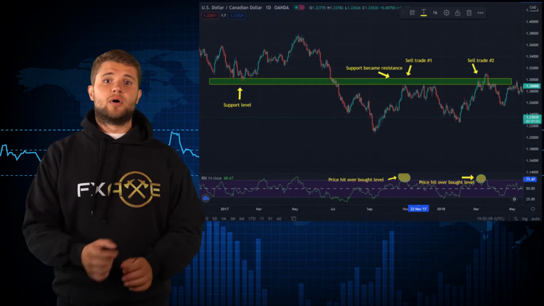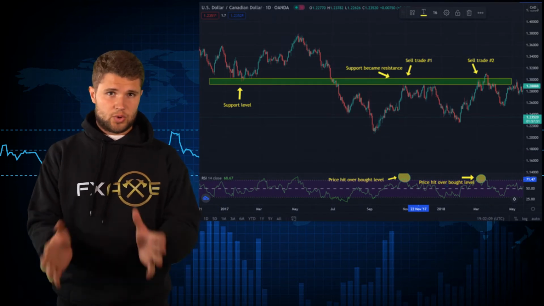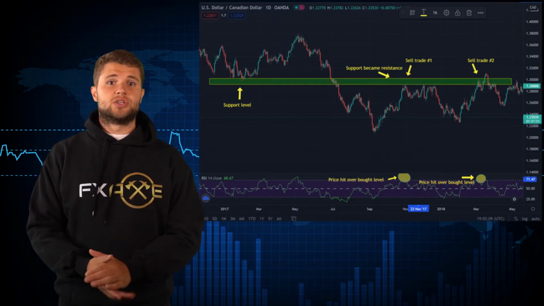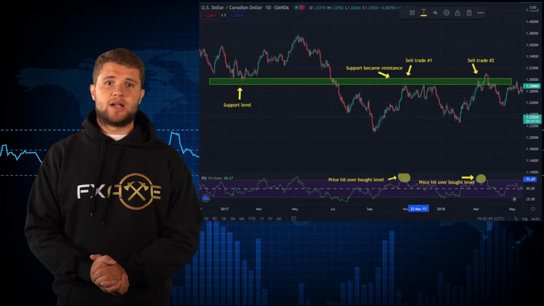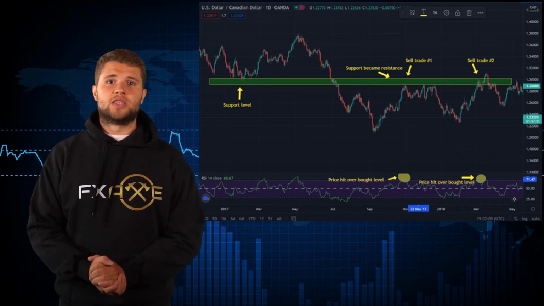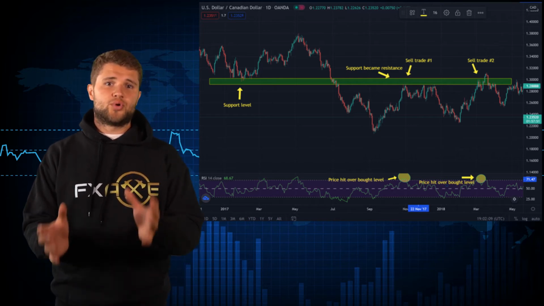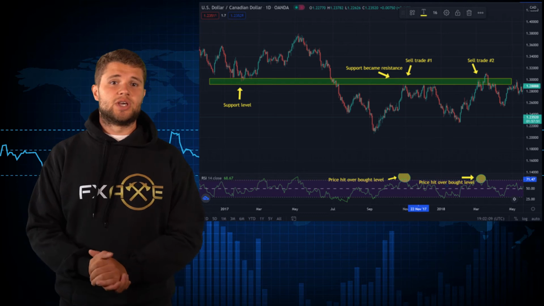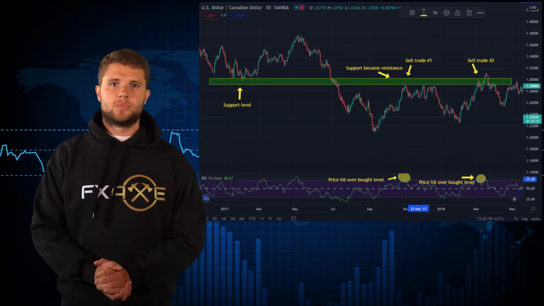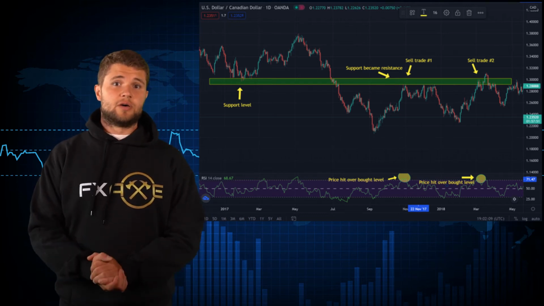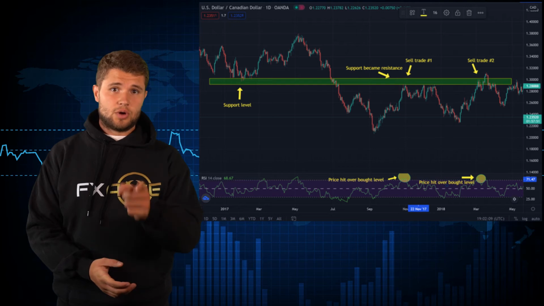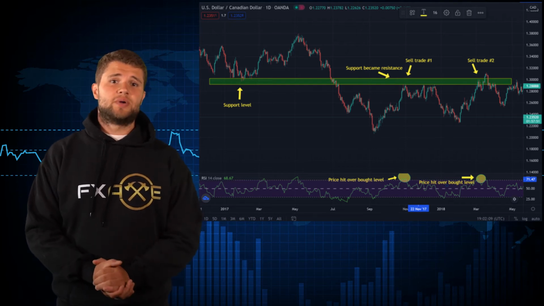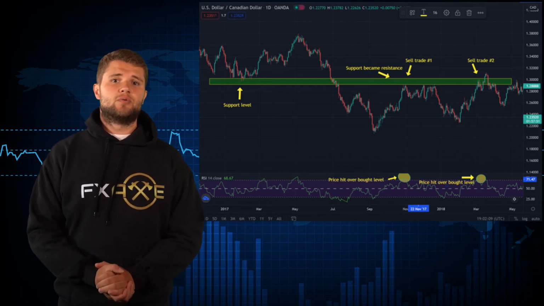Here is an example of 2 winning sell trades. When the support level broke, it became resistance, and price rejected from that level at the same time the RSI hit the overbought levels, showing that price was likely to drop, which is exactly what it did. Trade number 2 would have had a bit of drawdown, but as long as you used proper risk management and placed the stop loss accordingly, it would have turned into a great winning trade.